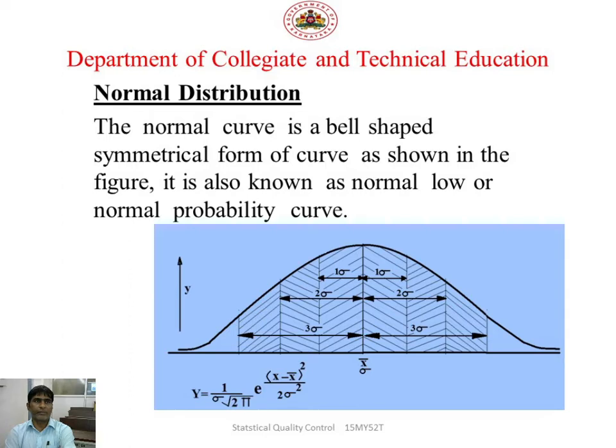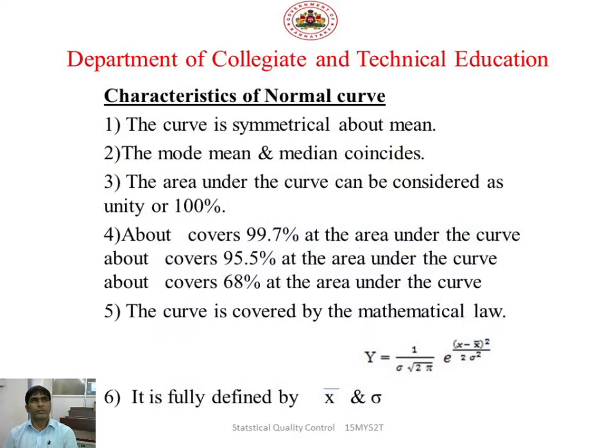We have 3 sigma, 2 sigma and 1 sigma. We'll see what the 3 sigma limit, the 2 sigma limit and the 1 sigma limit are. This is most important because in all manufacturing data we are consolidating the data in the normal curve. Now we'll see the characteristics of the normal curve.